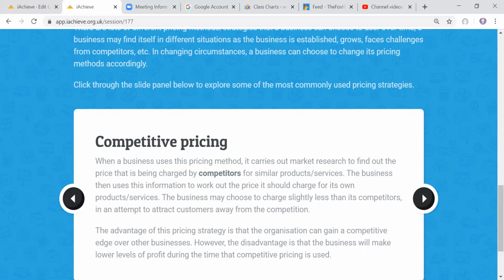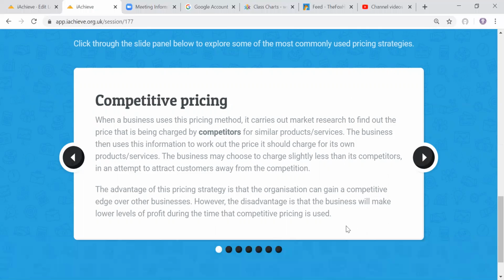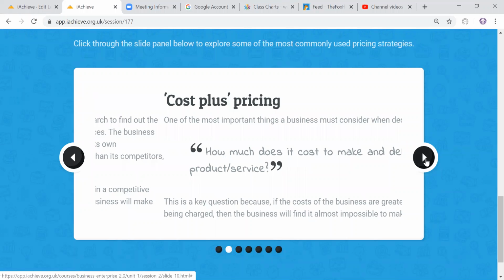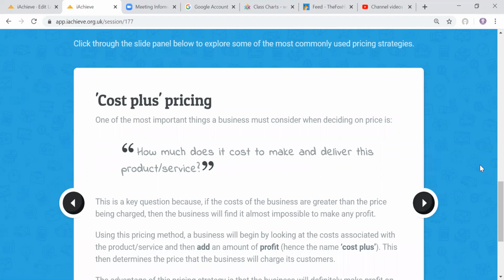The advantage of this pricing strategy is that the organization can gain a competitive edge over other businesses. However, a disadvantage is that the businesses will make lower levels of profit during the time that competitive pricing is used. So a second strategy is cost plus pricing.